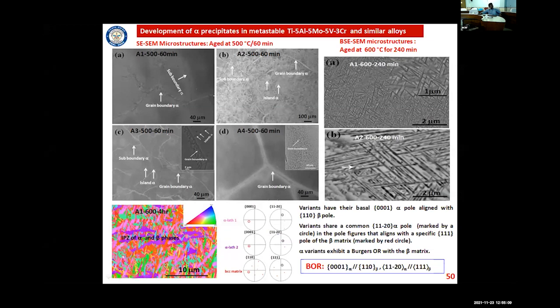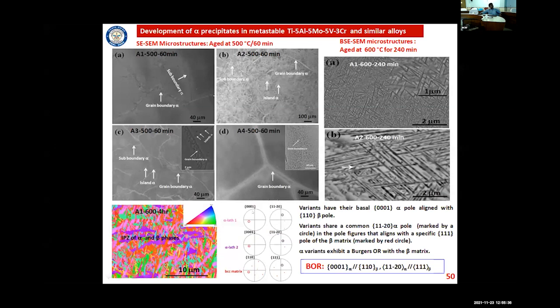So you can see the alpha layers here. These are different colors because they show different orientations. Because of the different orientations, you can see the different colors of the alpha layers. And especially in the case of LIA1, we have re-established the orientation relationship, called the Burgers orientation relationship, between the alpha and the beta matrix.